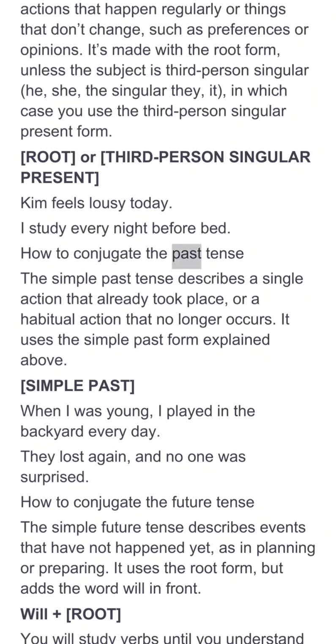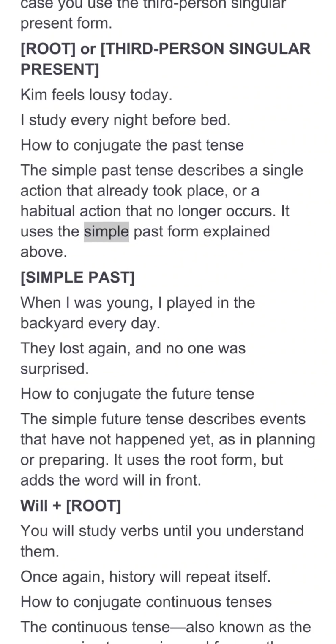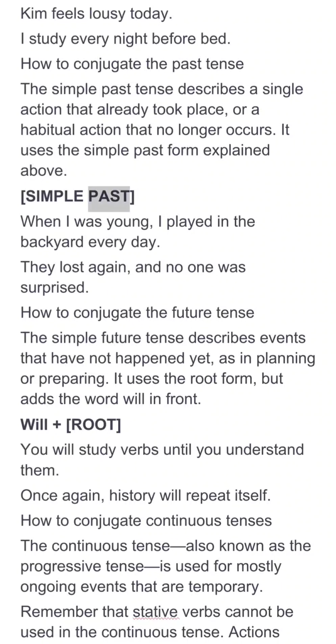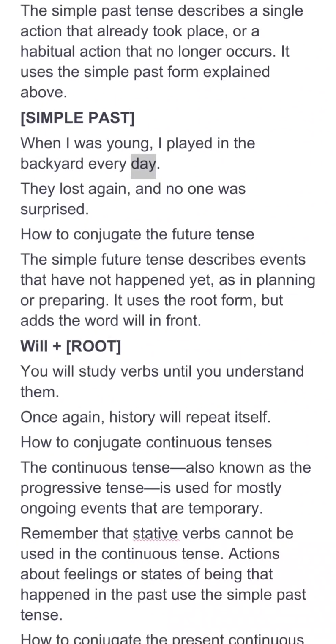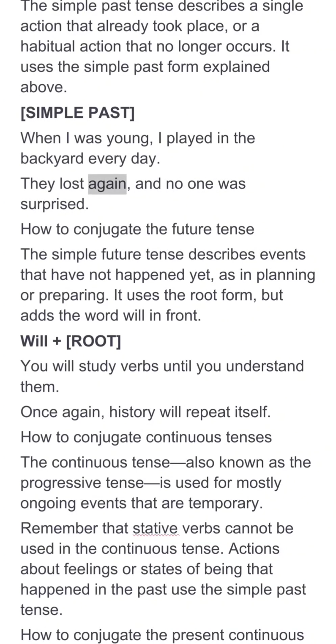How to conjugate the past tense. The simple past tense describes a single action that already took place, or a habitual action that no longer occurs. It uses the simple past form explained above. Simple past. When I was young, I played in the backyard every day. They lost again, and no one was surprised.